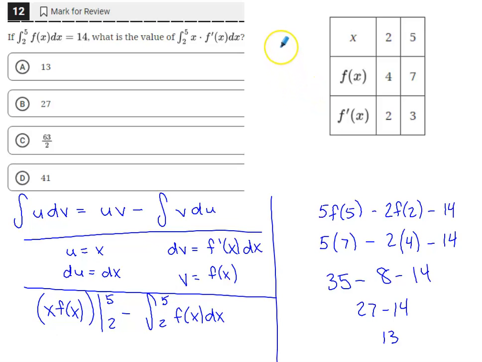So here's problem number 12 from the BC portion of the Bluebook practice exam. This multiple choice question tells us that the integral of f of x from 2 to 5 has a value of 14. They ask us to use that result along with what's in this table that's provided to determine the value of this definite integral.